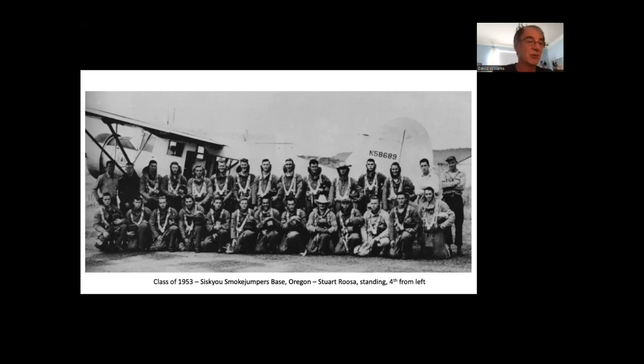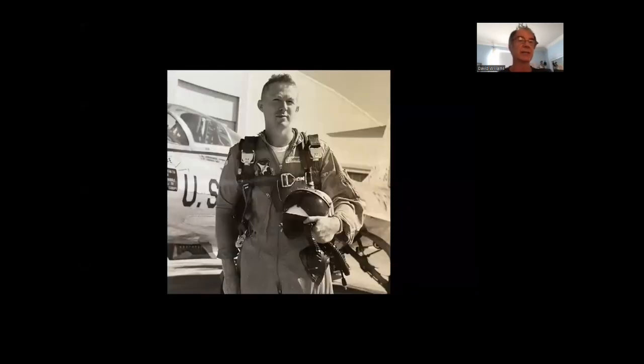So he spent the summer of 1953 fighting fires in Oregon, and he was at the Siskiyou Smoke Jumpers base where he received his training, and then he spent the summer fighting fires in Oregon and, I guess, Washington and Idaho, when the fires popped up. So he really developed a love for the Forest Service and the forests in general from this. But anyway, he went on to become a test pilot with the Air Force.